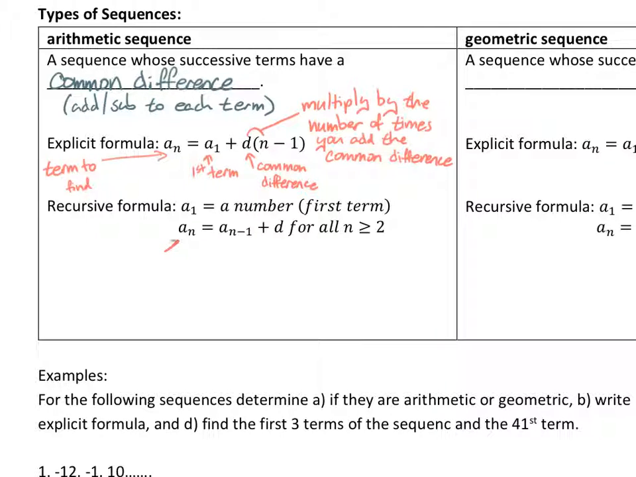So for the recursive formula, you just have your first term, right? And then in this case, you have the term to find, and you're taking your previous term and just adding on the common difference.